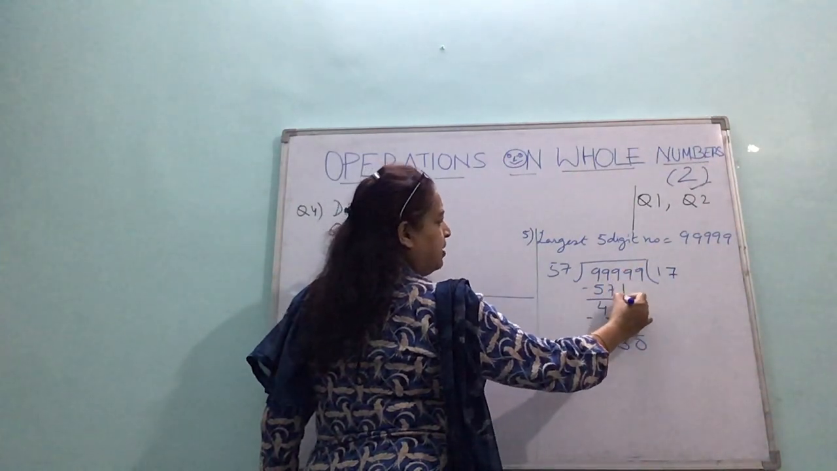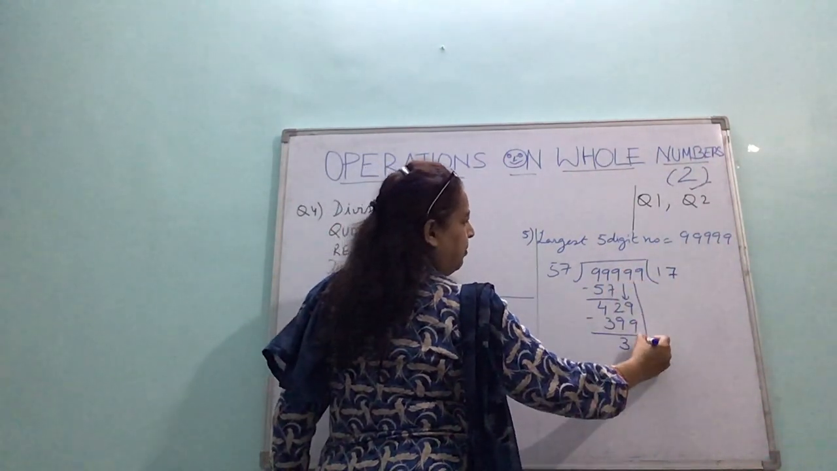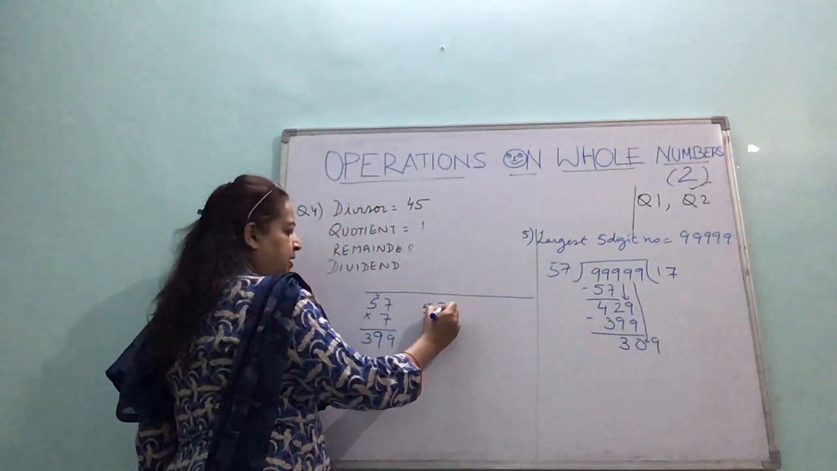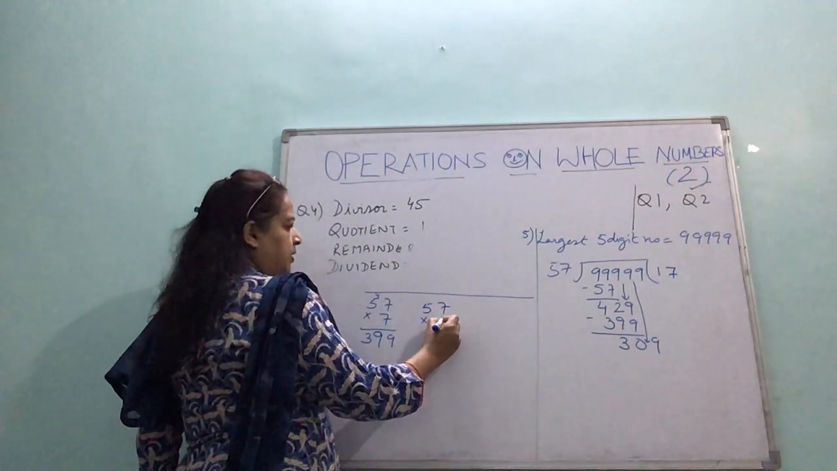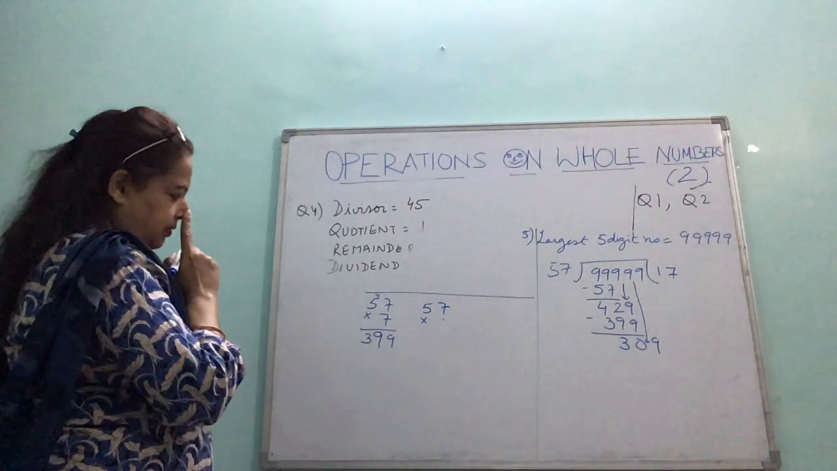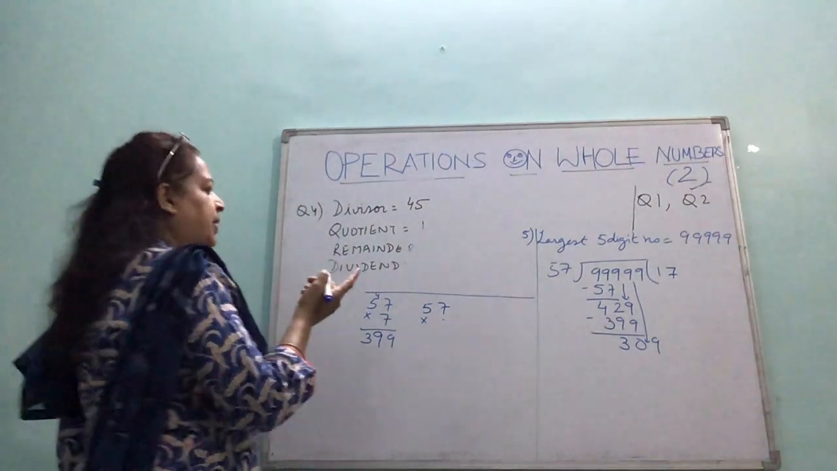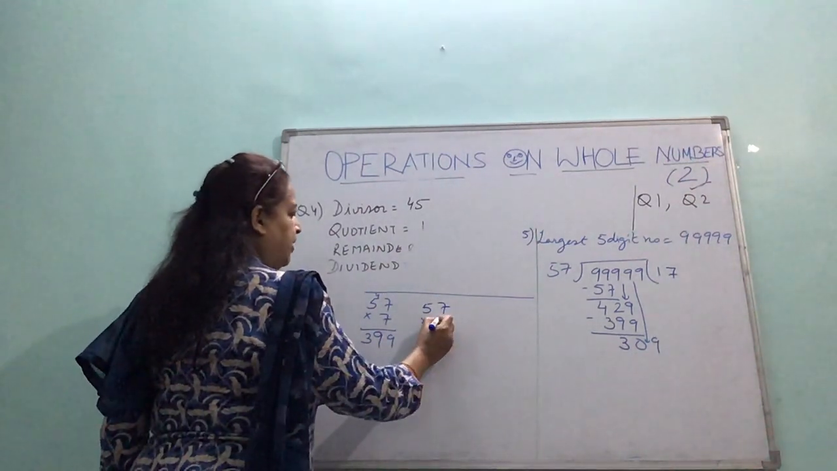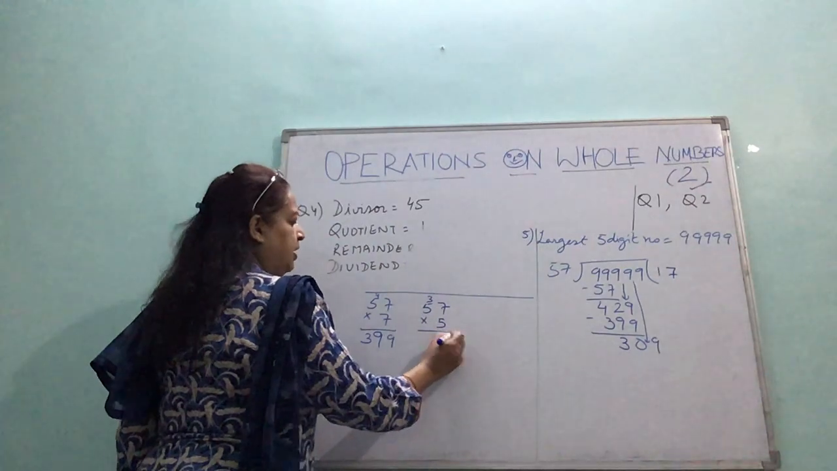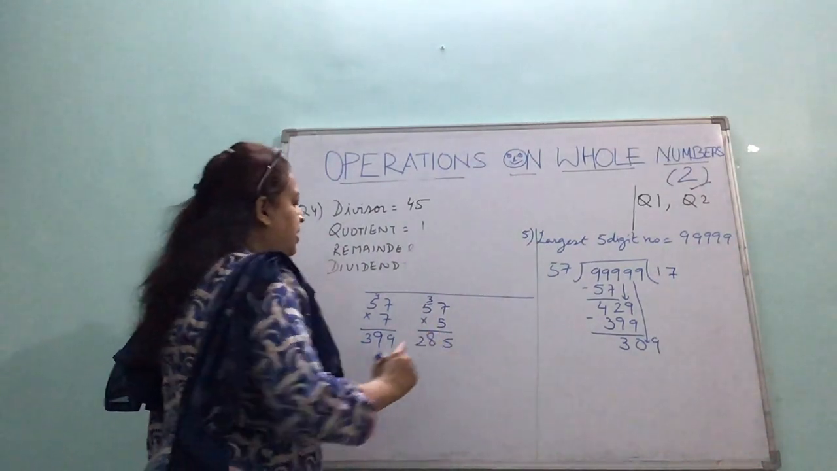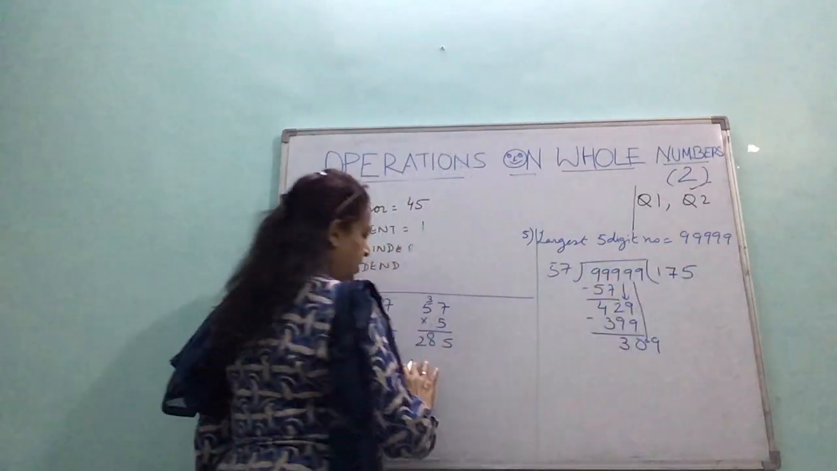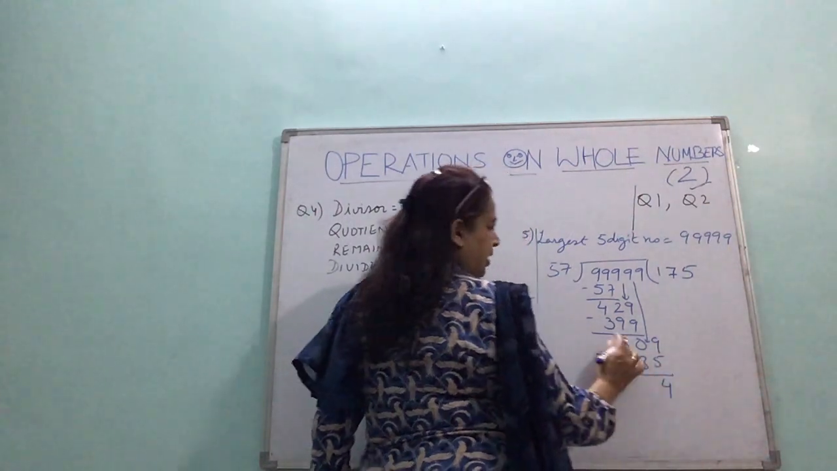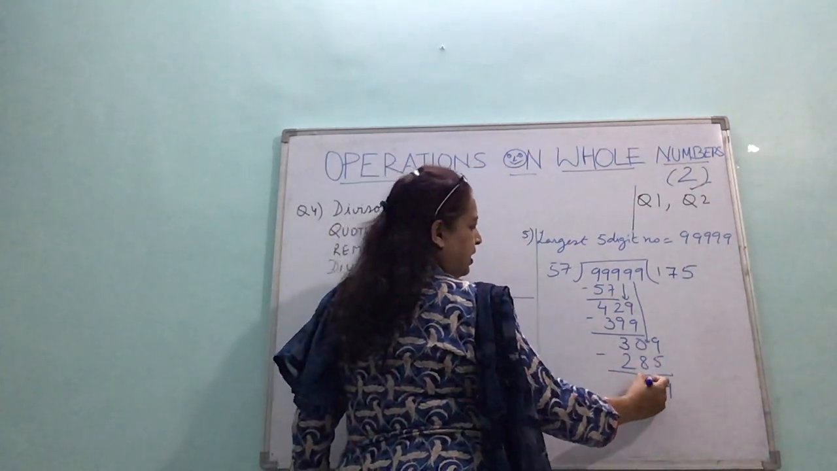This was the first one. Now we copy the next one, 9. So it should go 57 into 309. So it would go 5 times. 3, 5, 25 plus 3, 285. So it is going 5 times. 285. 4. Borrow. 10 minus 8, 2.